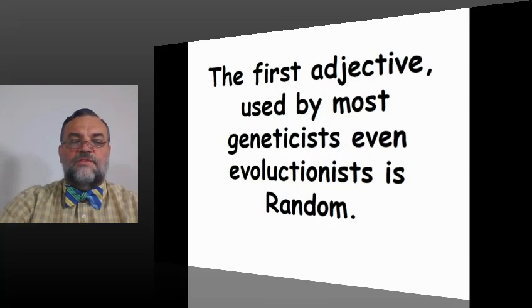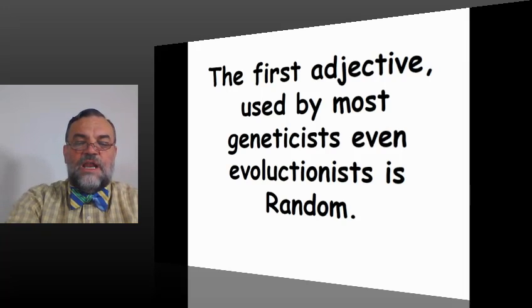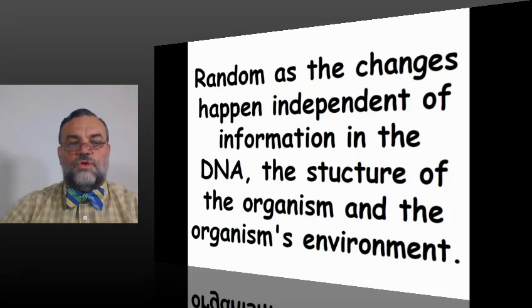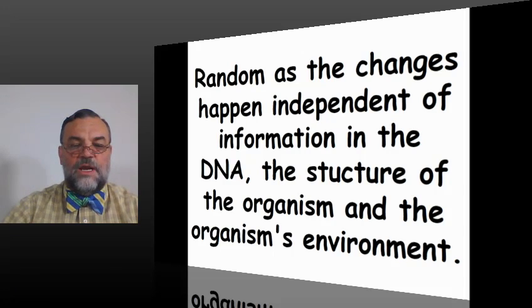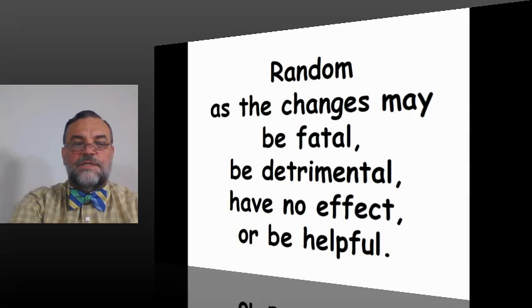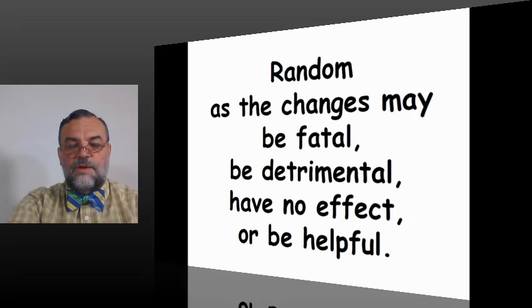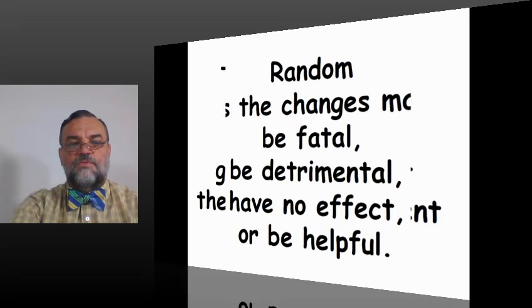The first adjective used by most geneticists and even evolutionists is random. Random is used, or these changes are random, as the changes happen independent of information in the DNA, independent of the structure of the organism, and independent of the organism's environment. These changes are also random, as the changes may be fatal, they may be detrimental, they may have no effect, or they may be helpful.